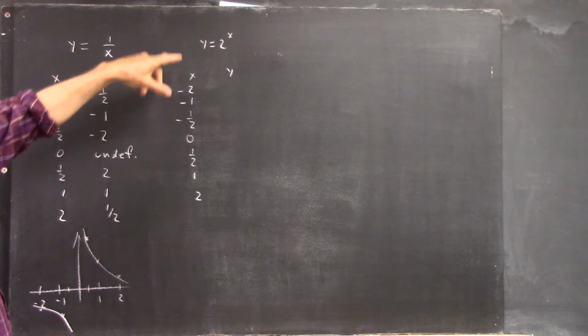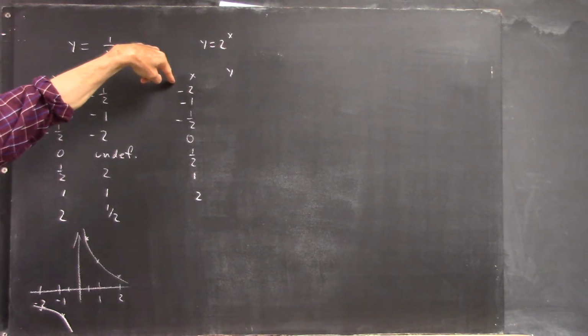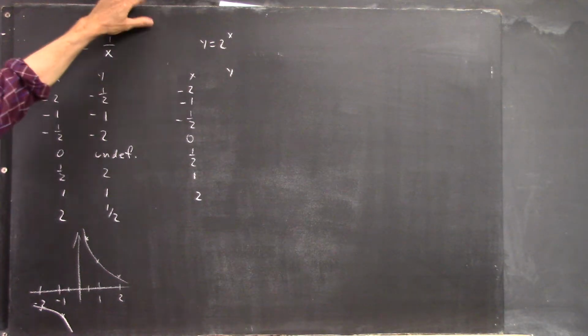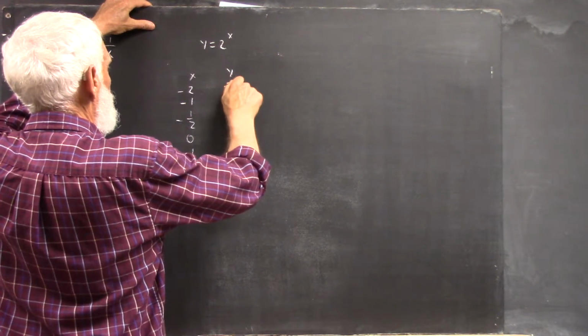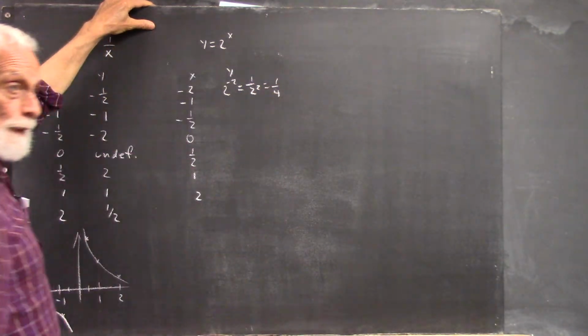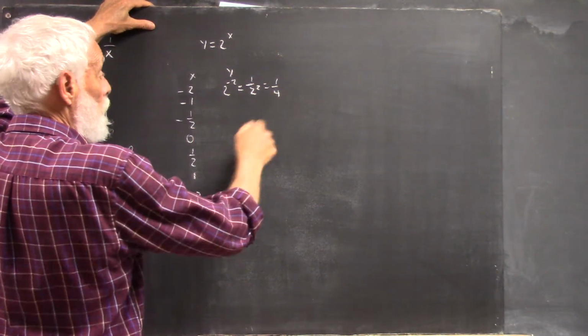Okay? 2 to the x. What's 2 to the -2? That would be 1/4. Okay? So 2 to the -2 is 1 over 2 squared, which is 1/4. -1, well, that would be 1 over 2, right? Yeah.